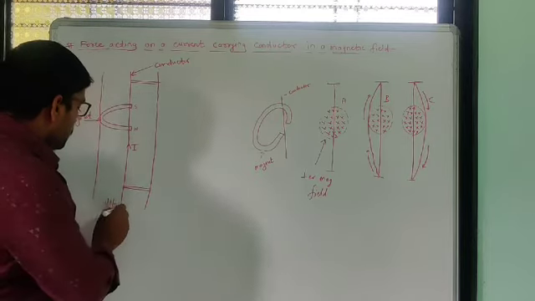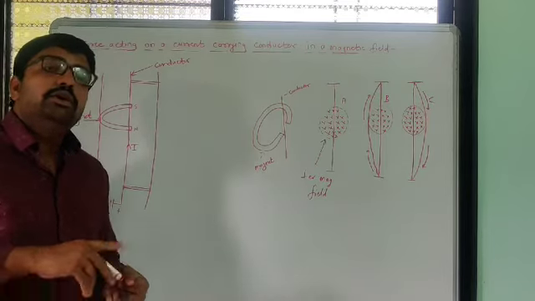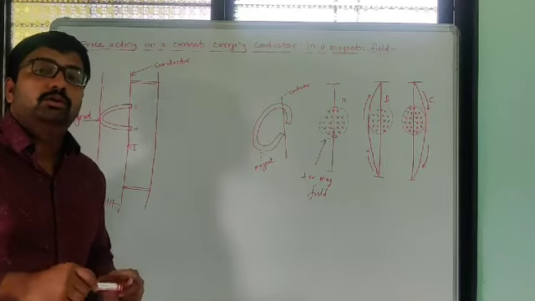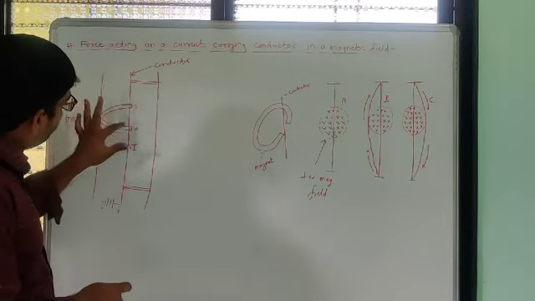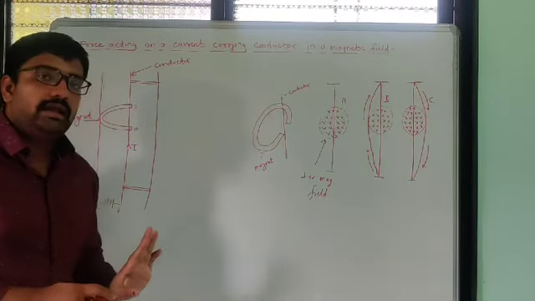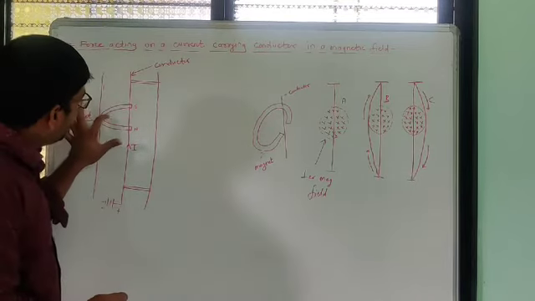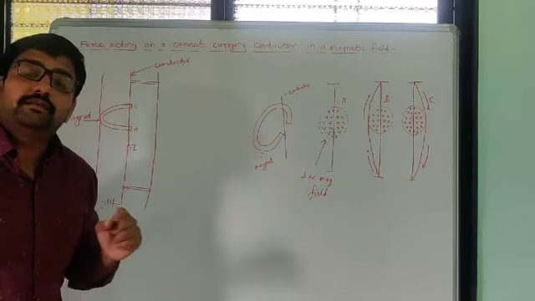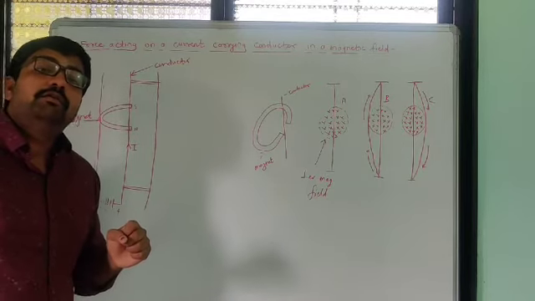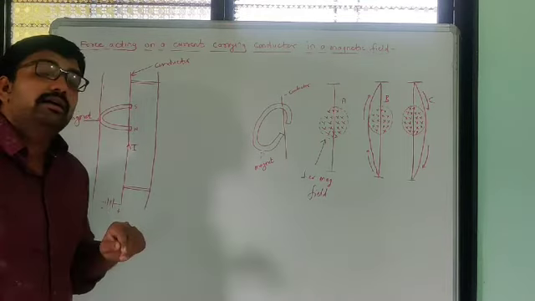The full diagram is given in our book, and we have to see that diagram in the book. When we pass electric current through this conductor, which is placed in a magnetic field, a force is generated on this electric conductor.